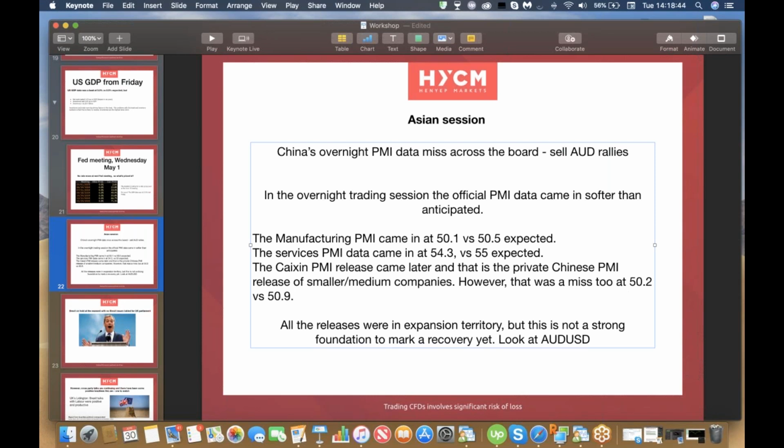Just remember, when you're looking at the Chinese data, the manufacturing and services PMI, this is the official data. The Caixin PMI, that is the unofficial and private Chinese data. So this tends to be smaller, medium companies. This PMI data, manufacturing and services, tends to be the large government-sponsored, government-funded and supported companies. So that's the difference between the two. And they missed across the board.